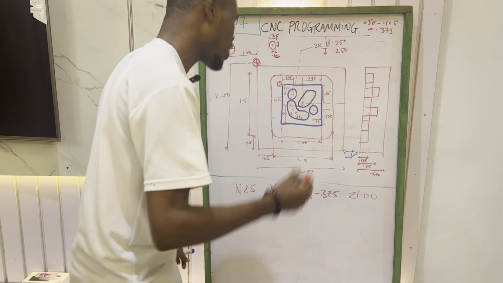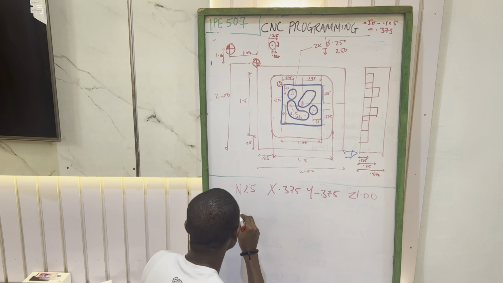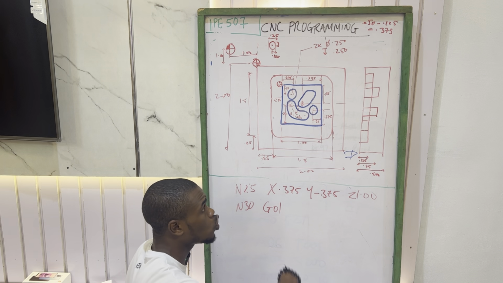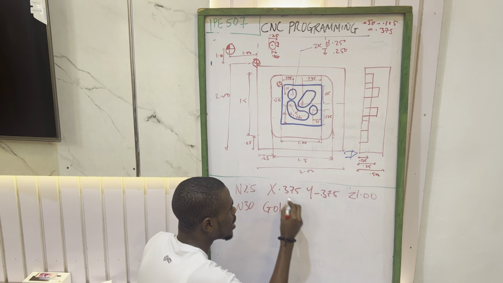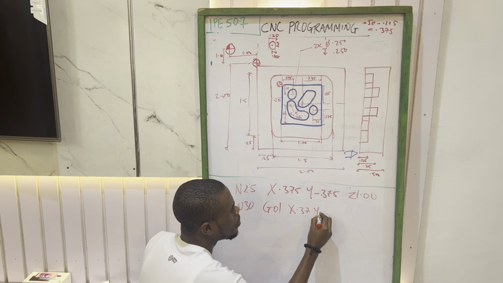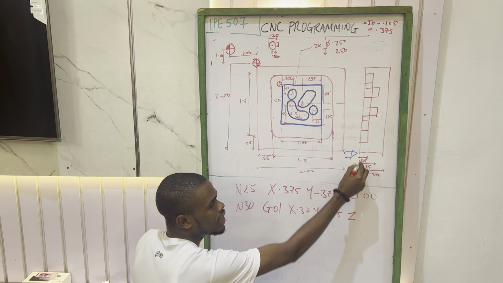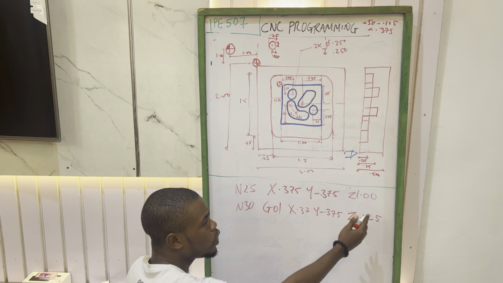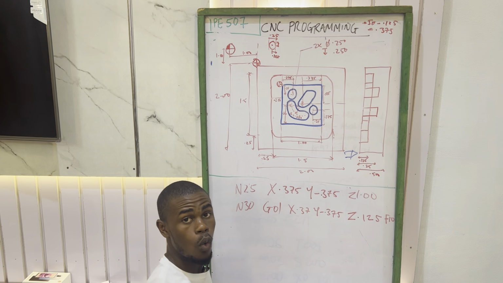So we want to perform the operation now. We use G01 to perform the operation that we want to do. So this will be N30. N30 is equal to G01, that's for linear interpolation. We want to start working now. G01, and our X is at this particular position: X 0.375, Y negative 0.375. While our Z, we are following the depth of cut, that's 0.125. Then you can put the feed rate. Let's say the feed rate is 10. You put F10. This is the feed rate that we want to start working with.